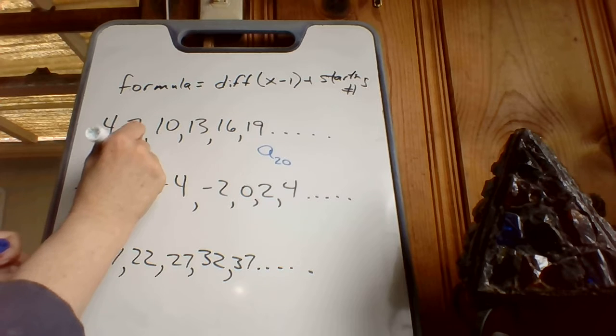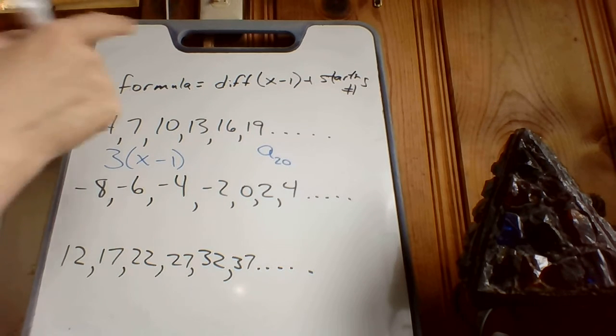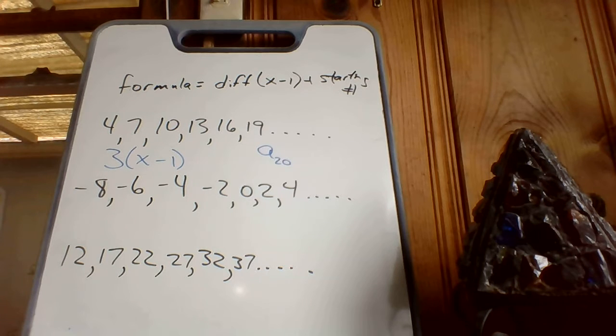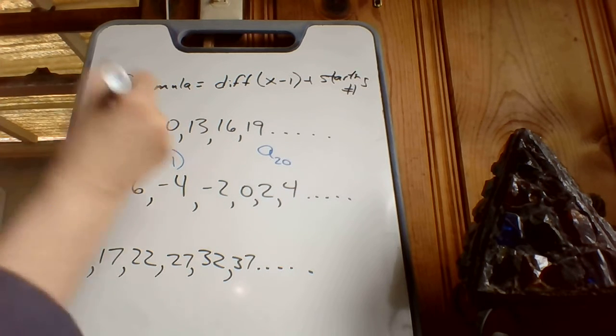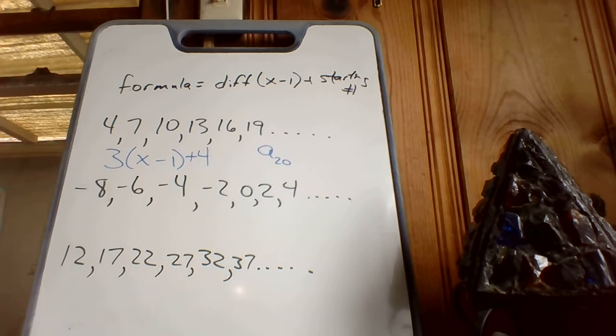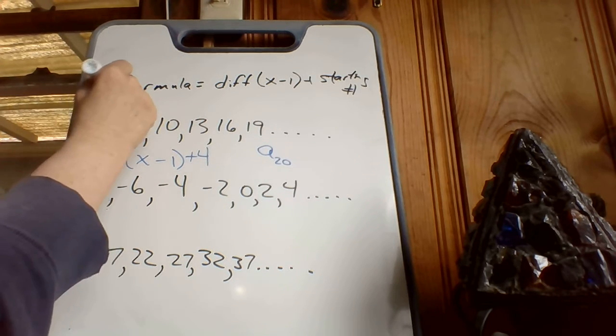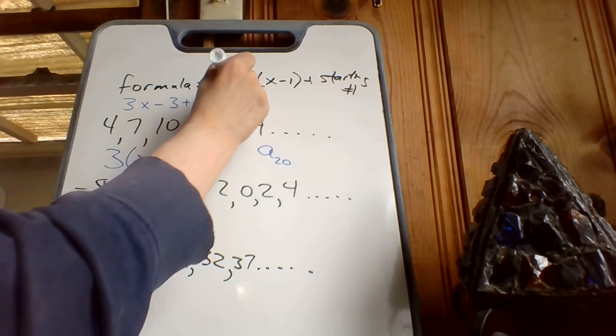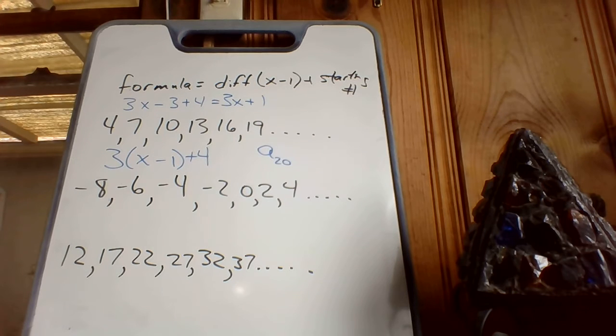And then parentheses, x minus 1. And then my starting number. My starting number is 4. Because right now, for all I know, this could be 0, 3, 6, 9, adding 3 every time. But this one, I got to write in the starting number as well. Okay, so then some distributive property: 3x minus 3 plus 4. 3x plus 1. All right, that's my formula that goes with that, 3x plus 1.